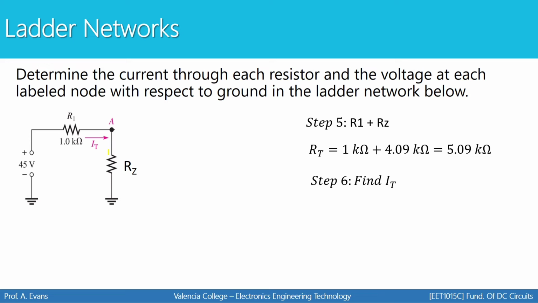So now that I know the total resistance, I can find the total current. And I also know that the total current has to be the current through R1, because R1 is in series with the 45 volt source. So I know the total current and I know the current through R1.